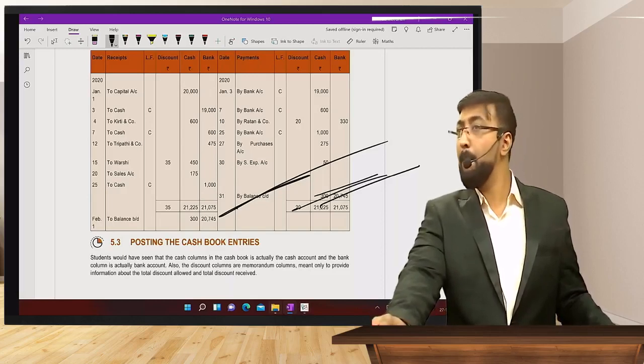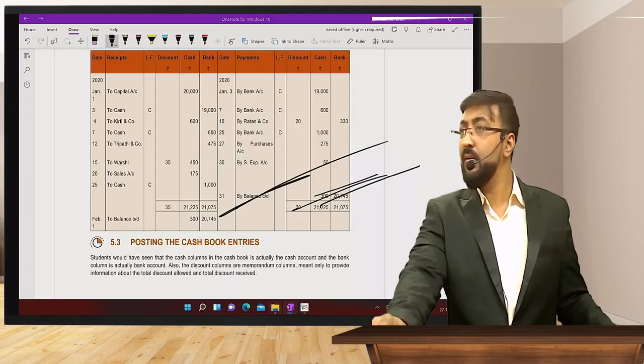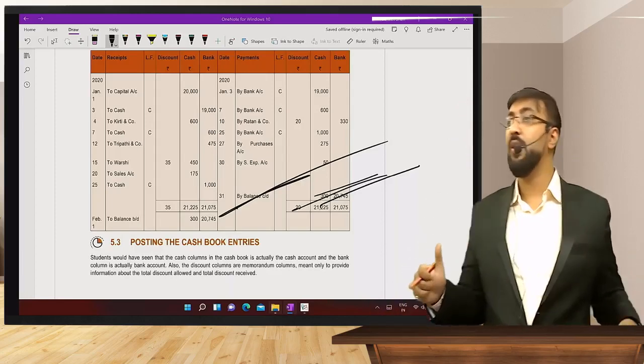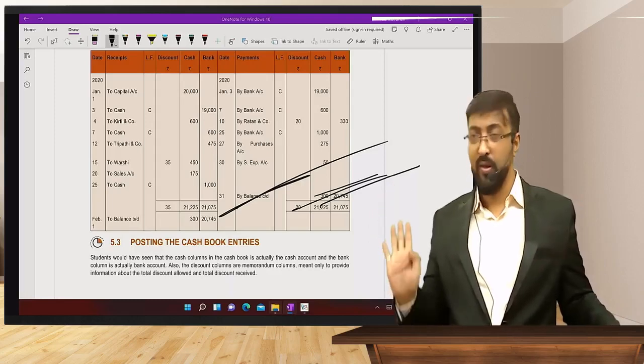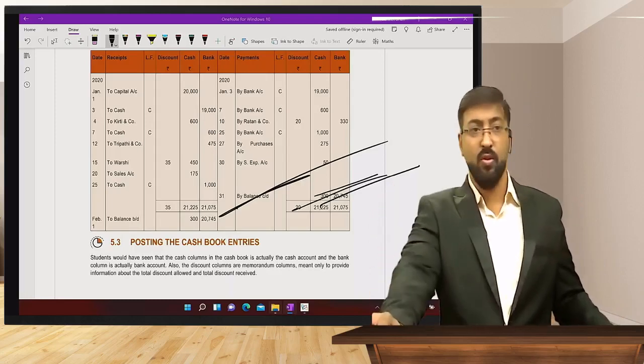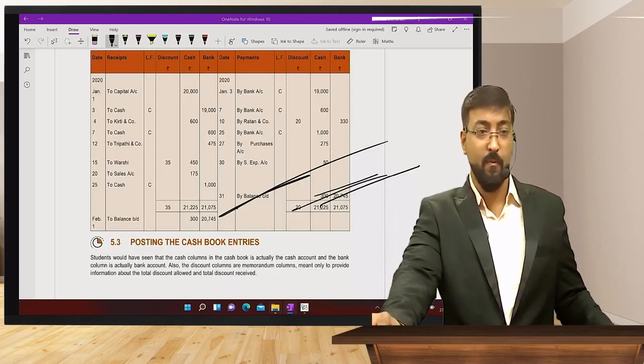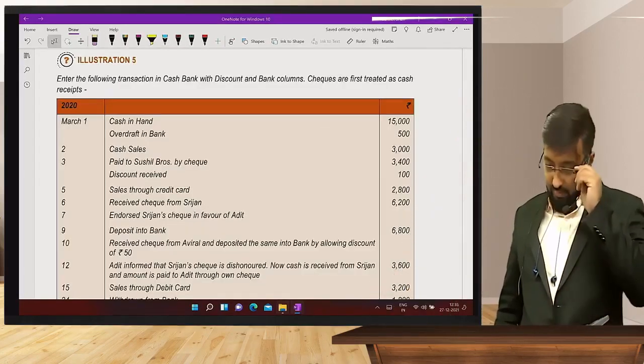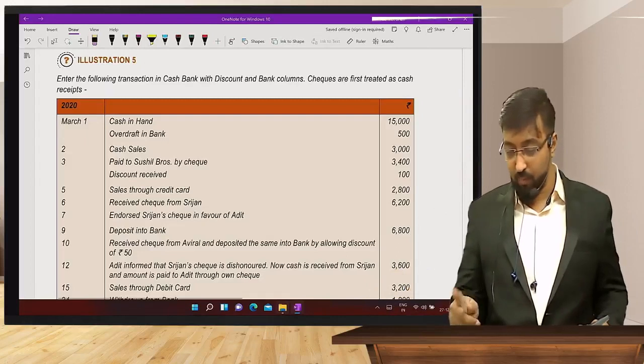Index over, easy. Anything which is remaining in the index, the pending part, A plus category, okay. So what is new in this question: if you receive a check you have to pass two entries. This is new in this concept. Illustration number 5 is marked as an IMP A plus problem.